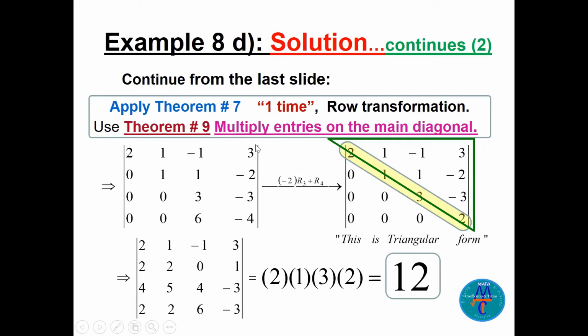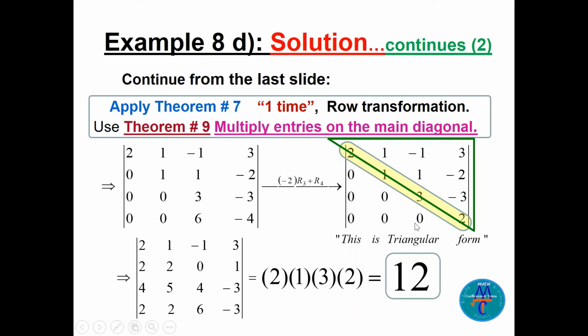We call it row transformation. And then I multiply row 3, see row 3 here, by -2. Directly I will add it to row 4 to make it 0. So -2 times 3, -6, plus 6, 0. -2 times -3, 6. You add to -4, you get 2. So now we have 2, 1, 3, 2.